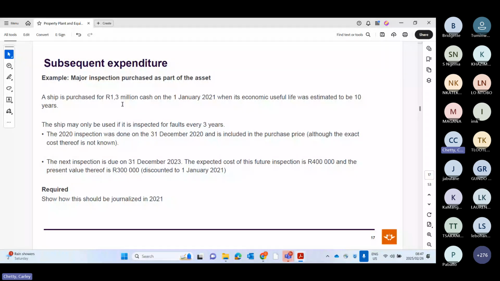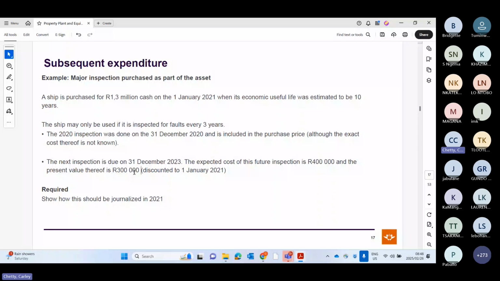So we don't know what the previous inspection cost. So we need to look in the future and see how much we expect to pay in the future for an inspection. And they're telling us that the expected cost of this future inspection is 400,000, but this 400,000 will only be in 2 years' time. So we need to present value that 400,000, and they tell us that the present value is 300,000 discounted to 1 January 2021, which is the date that the ship was purchased. So we now need to use that 300,000 and say this is the value of the ship inspection cost. Okay. So let's have a look at our journals.